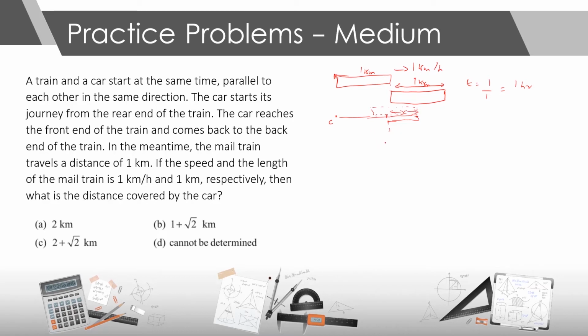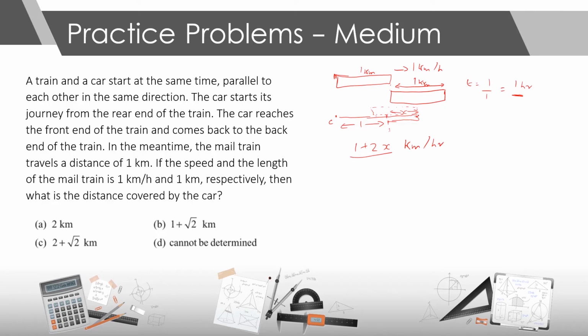The question asked is, what is the distance covered by the car? Distance covered by the car is 1 kilometer plus 2x. So 1 kilometer plus x, it went forward and it came back x kilometers. So we want to find out this value 1 plus 2x. Now the car has moved 1 plus 2x kilometers in 1 hour. So the total time taken was 1 hour and the total distance that the car has covered is 1 plus 2x. So we also know that the speed of the car is 1 plus 2x kilometers per hour. Right?